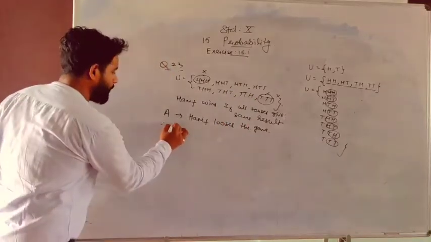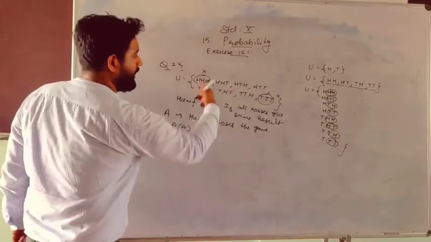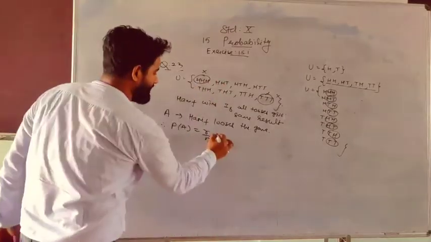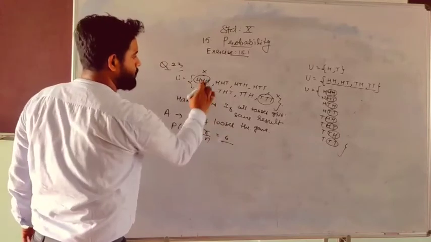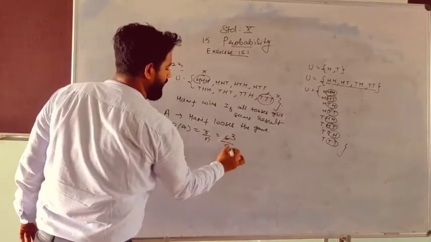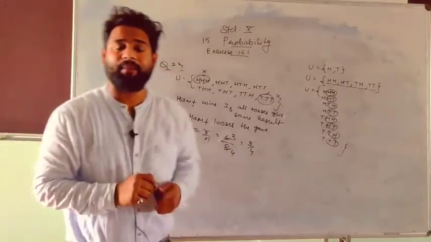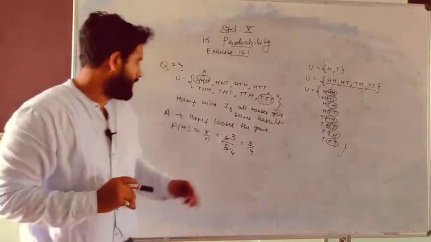So the probability is R upon N. How many chances of losing are there? 6. And what are the total outcomes? 1, 2, 3, 4, 5, 6, 7, 8. So 6 upon 8. Two 3s are 6 and two 4s are 8, so 3 upon 4. So the probability of Hanif losing the game is 3 by 4.